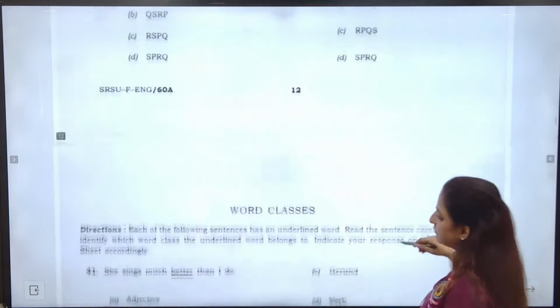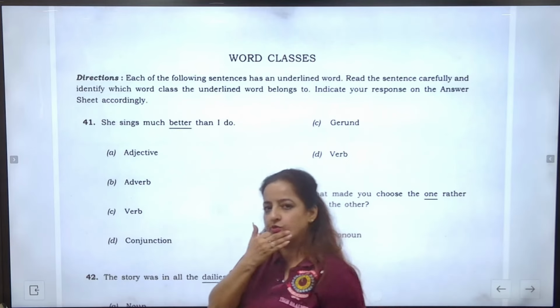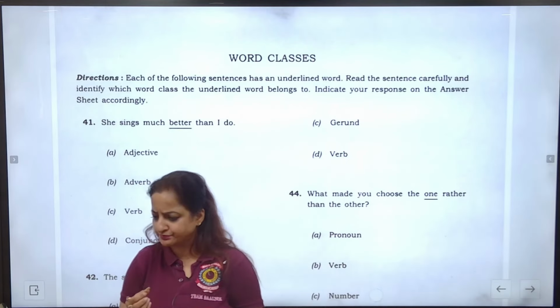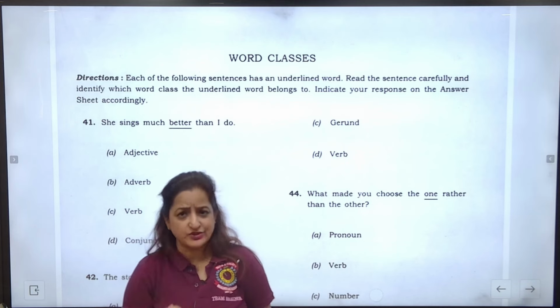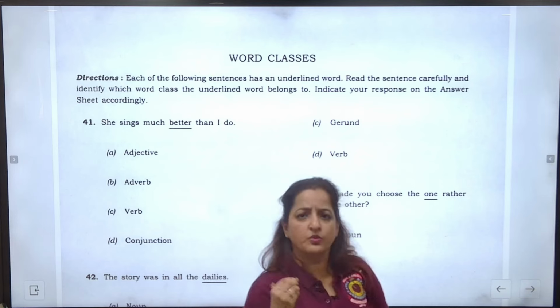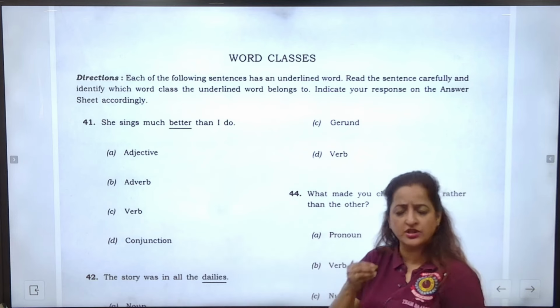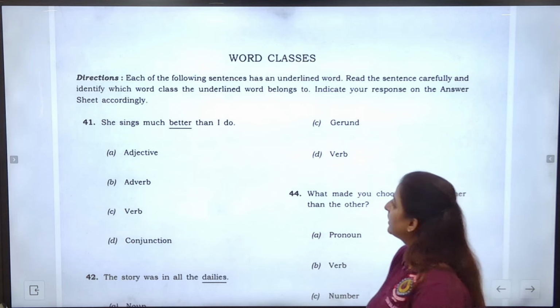All right, moving on to word classes. Now, what is the meaning of this question? Word classes means parts of speech. One word is underlined and you have to identify the part of speech, whether it is an interjection, verb, adjective, noun, conjunction, adverb, pronoun, or preposition. There are 8 parts of speech. Right? Let's begin.